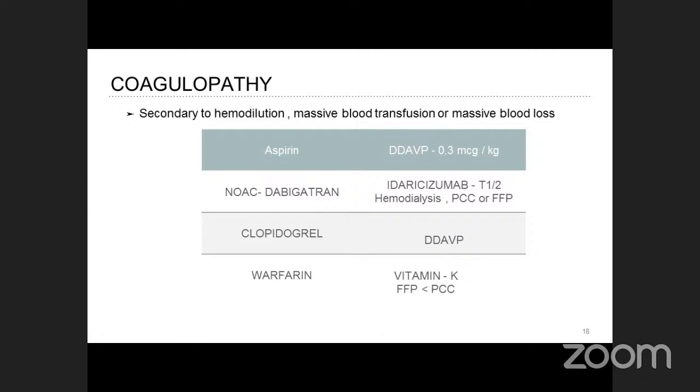And since these are known to have shorter half-lives, say 5 to 17 hours, 24 hours of withdrawal of the drugs can itself decrease the concentration of these drugs in the blood. Otherwise, go ahead with hemodialysis in order to reduce the concentration of these drugs in the blood, or go ahead with PCC or FFP transfusion if the bleeding has to be stopped urgently.